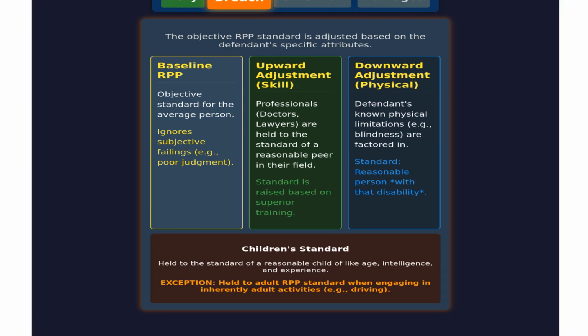Second, the standard is adjusted downward to account for the defendant's physical characteristics. If the defendant is blind, they are held to the standard of a reasonable person who is also blind under the circumstances. However, mental characteristics, such as low intelligence or forgetfulness, are generally not considered. The standard remains objective for mental capacity.